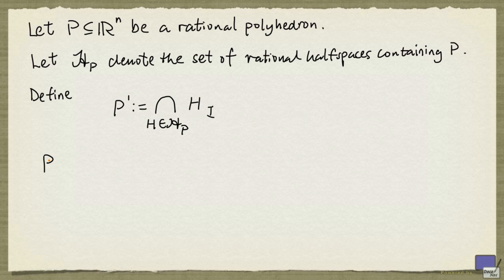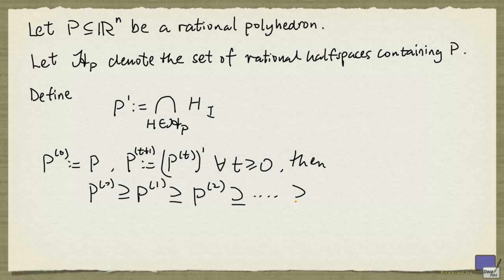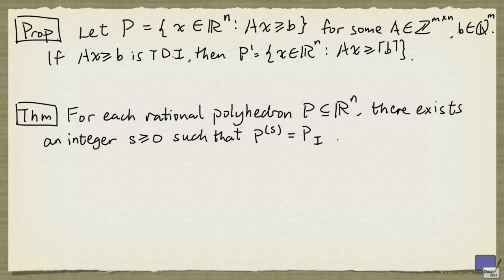Now, if we define P superscript 0 to be P, and P superscript T plus 1 to be P superscript T primed for all integers T at least 0, then we have the following chain of inclusions. And any of these here will contain the integer hull of P. We now look at a couple of results. The first result is the following.